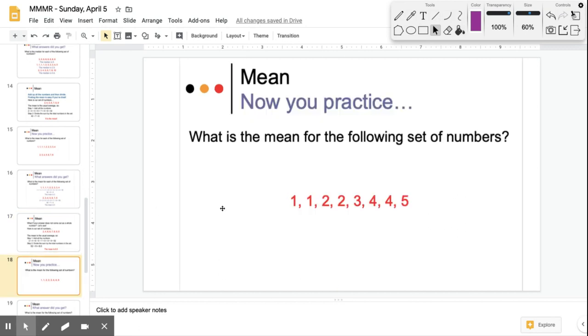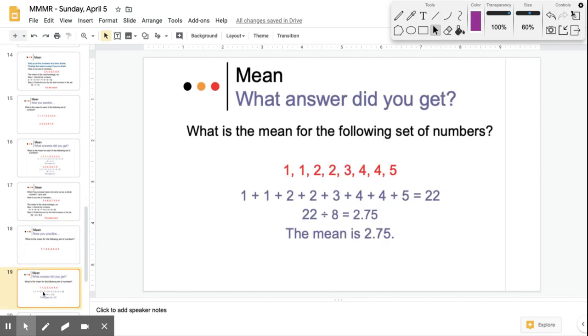I want you to try an example on this slide. Okay, so when you added the numbers, you should have gotten 22. Again, there were 8 numbers in this data set. When we do the division, 22 divided by 8 comes out to 2.75.